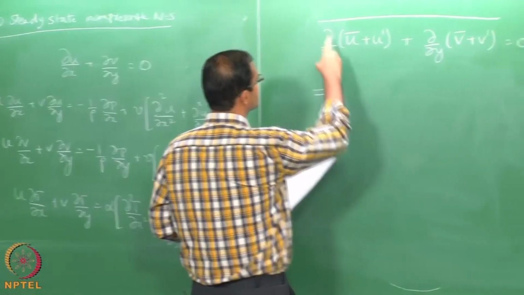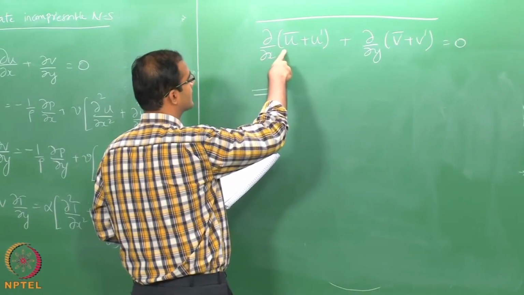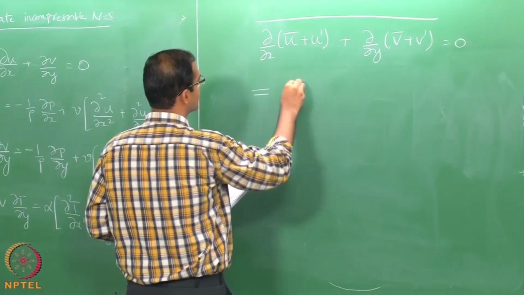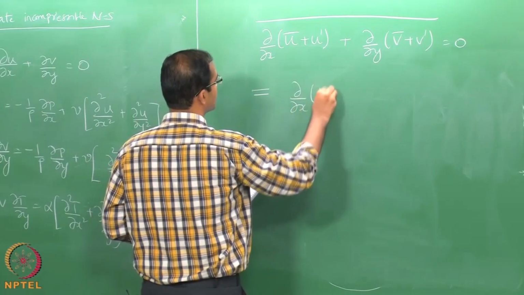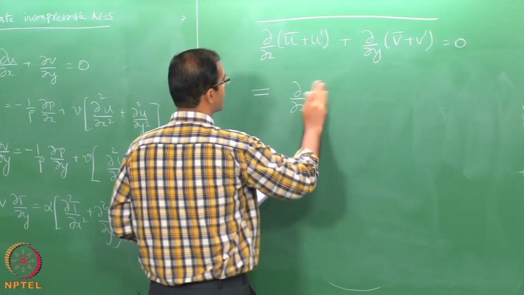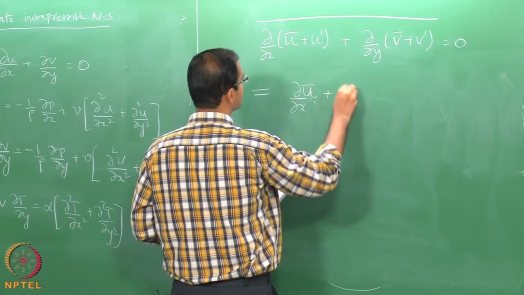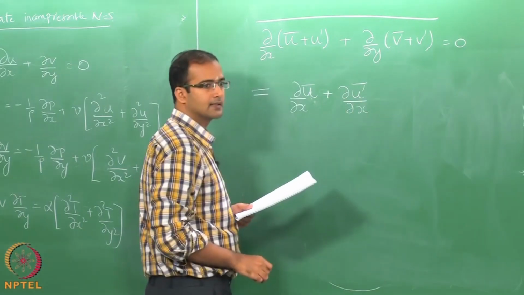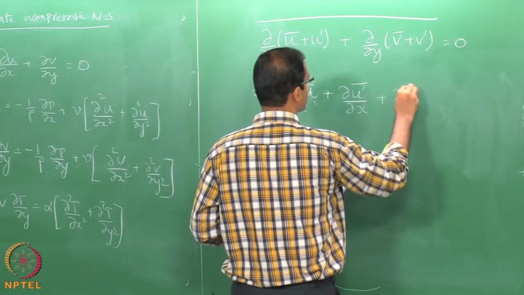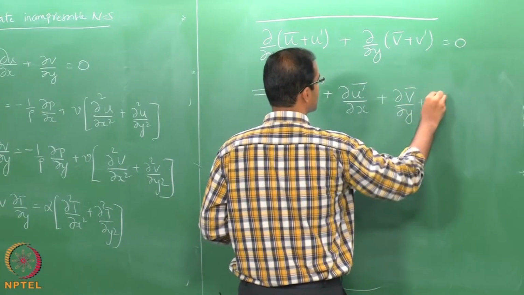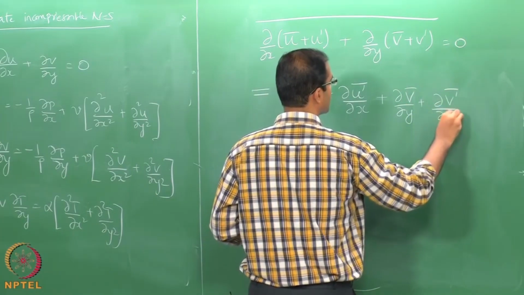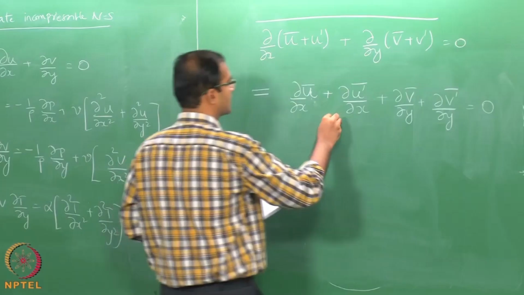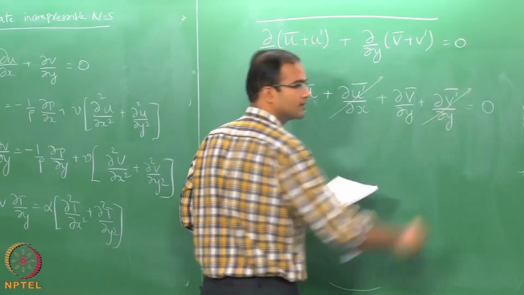So, this operator d by dx of u bar plus u prime bar. So, that will be what? D by dx of u bar, plus du prime bar by dx, plus dv bar by dy plus dv prime bar by dy. So, according to our rule, this is also 0, right.